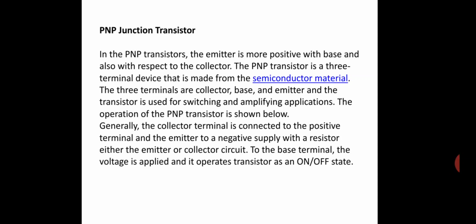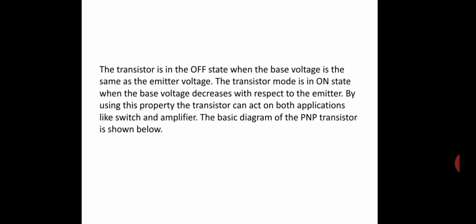Generally, the collector terminal is connected to the negative supply and the emitter to the positive supply, with a resistor in either the emitter or collector circuit connected to the base terminal. The voltage is applied and operates the transistor in on and off states. The transistor is in the off state when the base voltage is the same as the emitter voltage. The transistor is in the on state when the base voltage decreases with respect to the emitter. By using this property, the transistor can act in both applications, as a switch and as an amplifier.